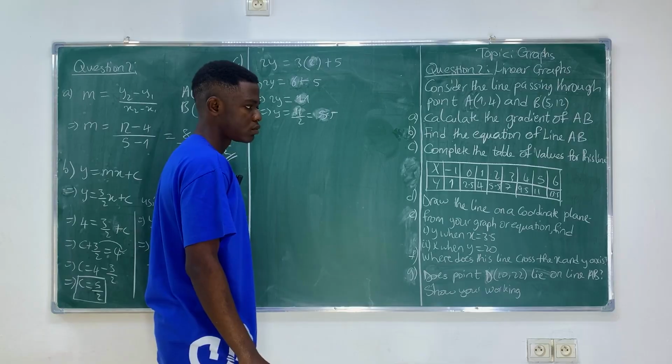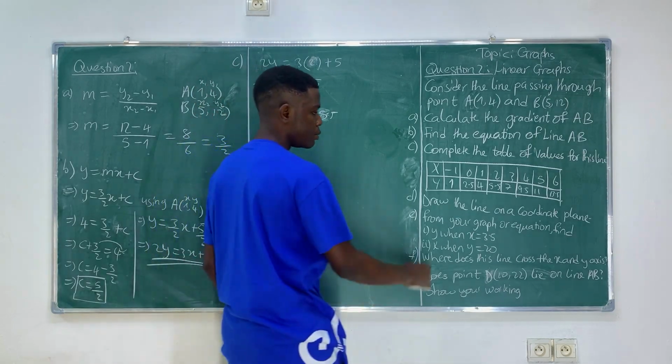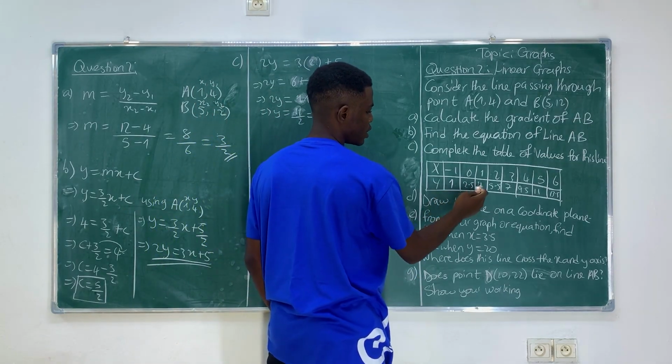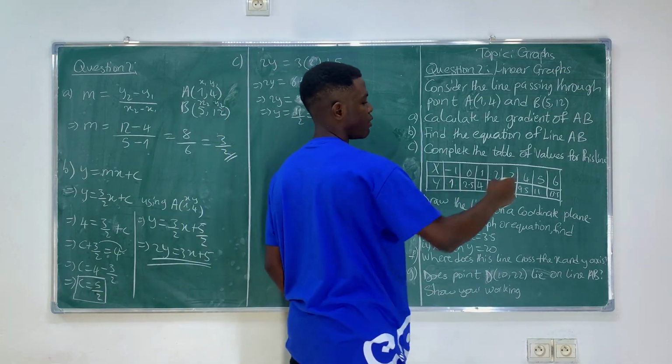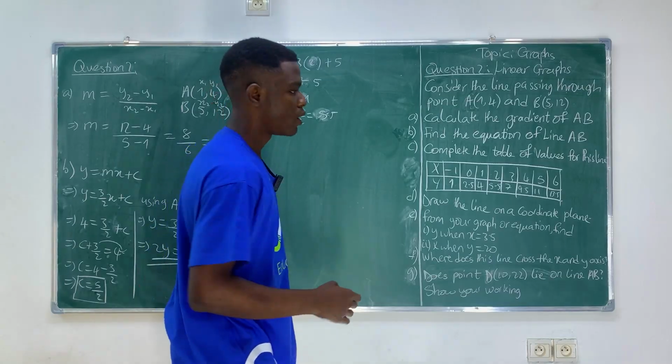How did I know? Just from the arithmetic progression. When I see this, I see this, I see this, I'm seeing that it increases by 1.5 all the time. So I just add 1.5 and I'm going to have all of the values correct.